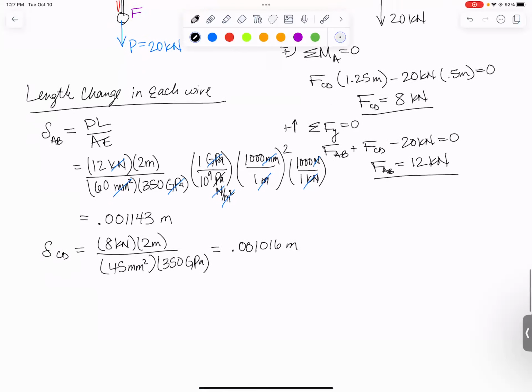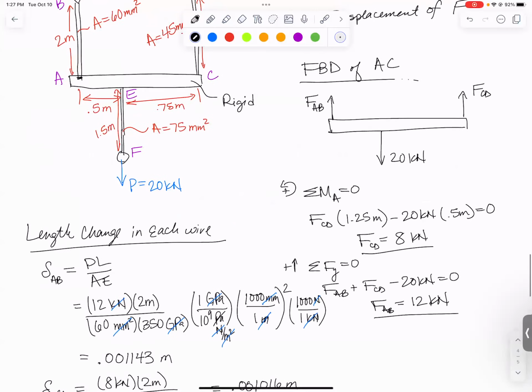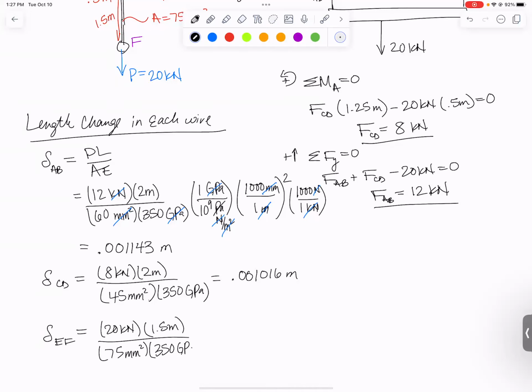0.001016 meters. And finally, the delta in member FE or EF, it's got 20 kilonewtons of force on it. It is shorter. It's 1.5 meters long and its area is 75. So length is 1.5 meters, area is 75 millimeters squared, and it's times 350 gigapascals. And that number should come out to be 0.00, oh, this is interesting, 1143 again, meters.